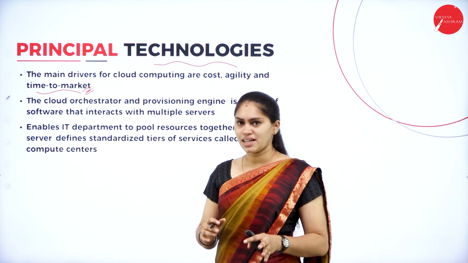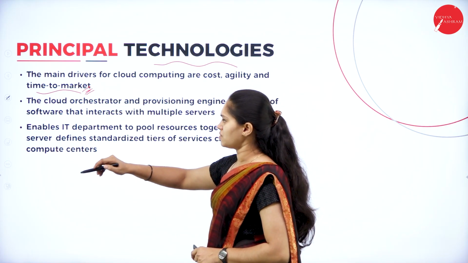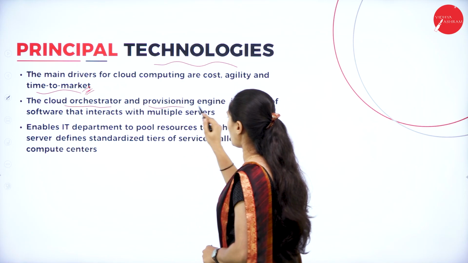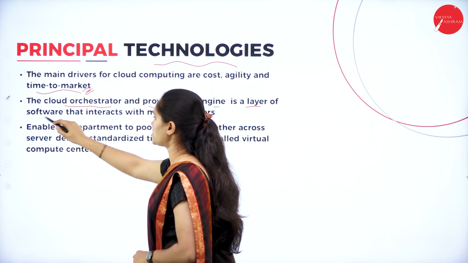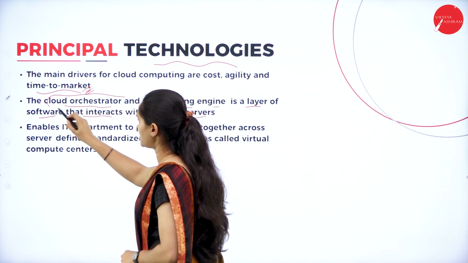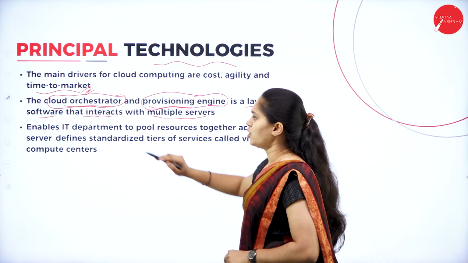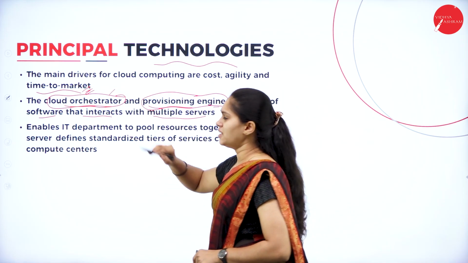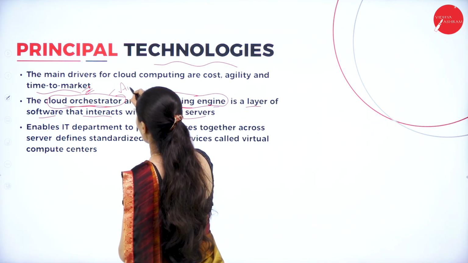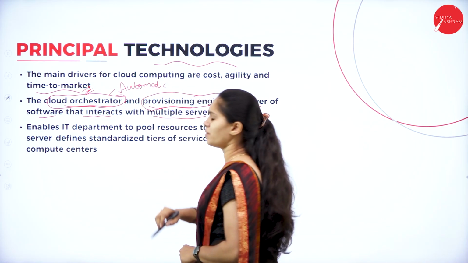So that is what we have to satisfy the requirement of a customer on time. So the cloud orchestrator and provisioning engine is a layer of software that interacts with the multiple servers. So here cloud orchestrator is important and provisioning engine is important. What is this cloud orchestrator? That is mainly related to automation. So whatever the services it is going to provide, it needs to be automatic.